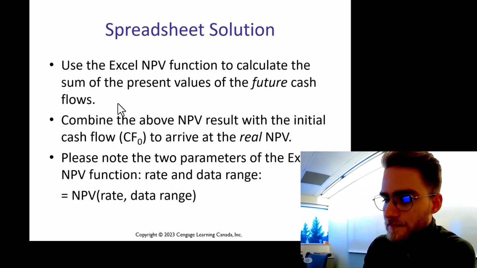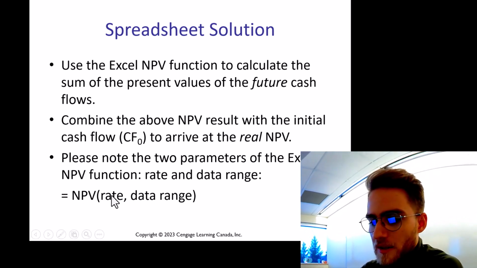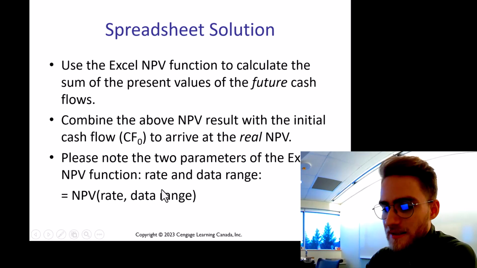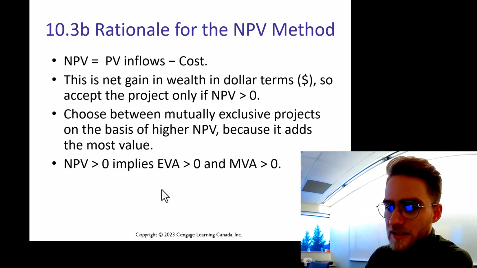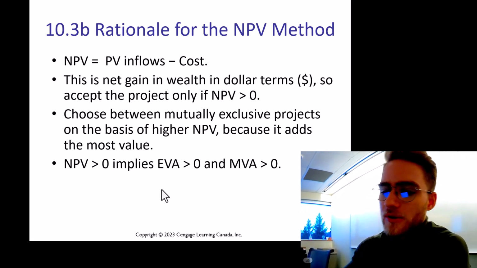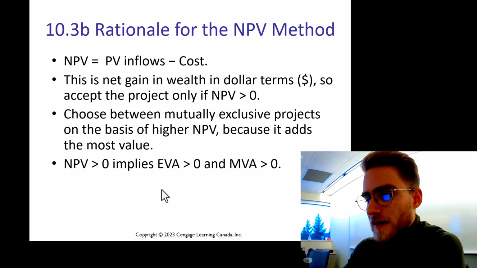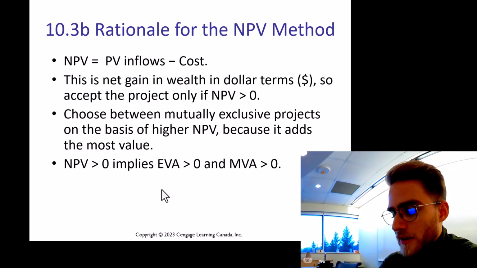Okay. And then the spreadsheet solution is what I showed you, using the NPV formula, specifying the rate, and then applying the date range, and then adding on CF0, which is the initial cash outflow. And then the rationale for the NPV method. So the net present value is the present value of all inflows minus the initial cost. This is the net gain in wealth in dollar terms.